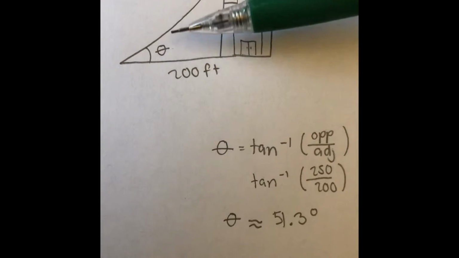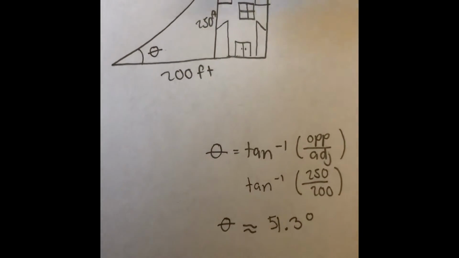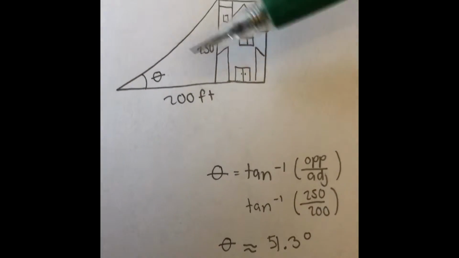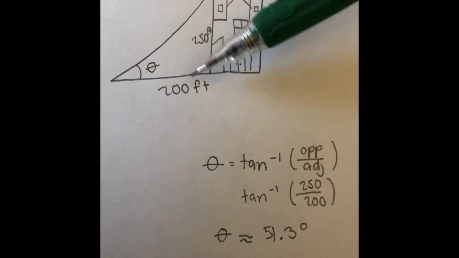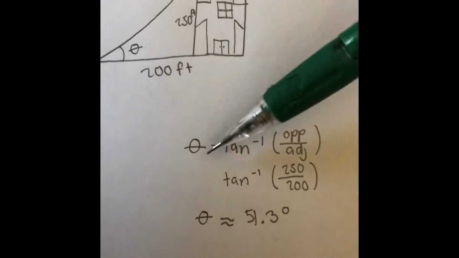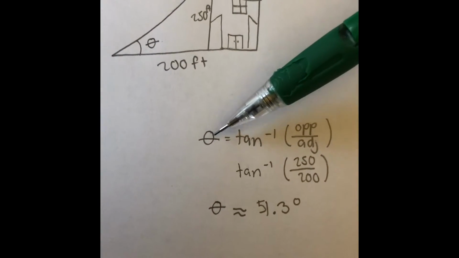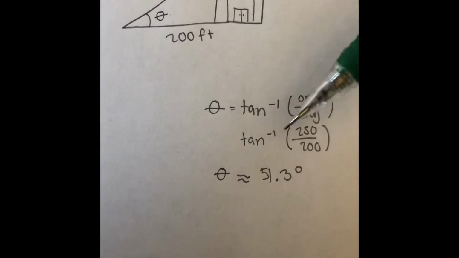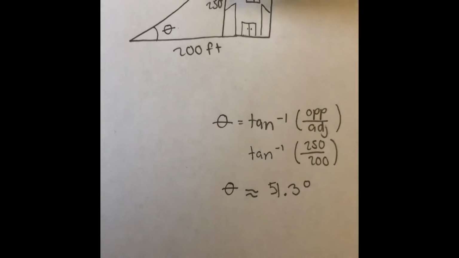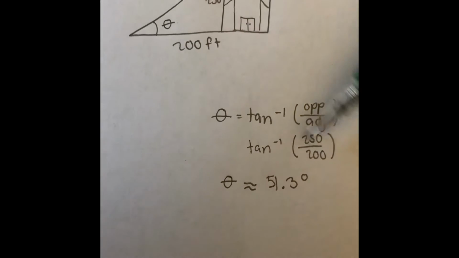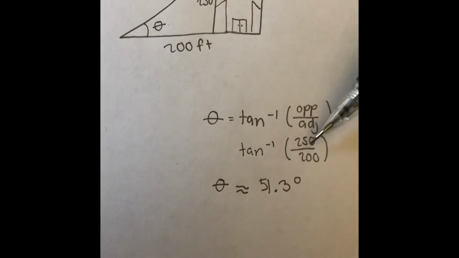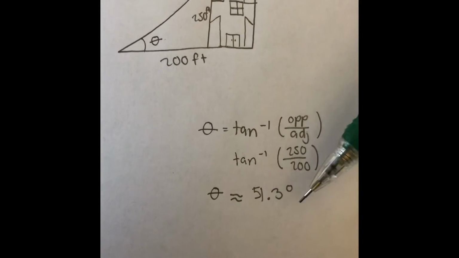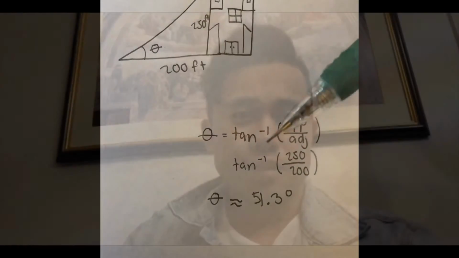To get the angle of elevation, we have to use the inverse. As we can see in the picture, we have the opposite and adjacent, so we need to use the tangent. So beta equals the inverse tangent, which is opposite over adjacent, and you just plug in the opposite, which is the 250, and the adjacent is the 200. So the tan inverse of 250 over 200 is equal to 51.3 degrees. And that's all of it.